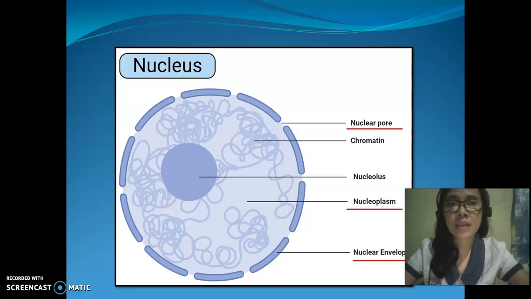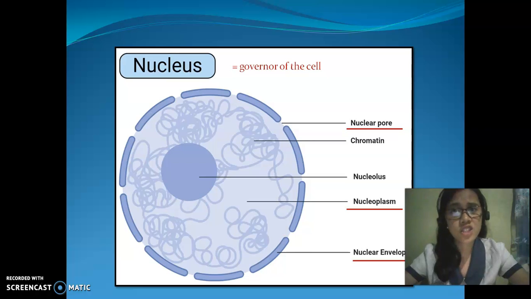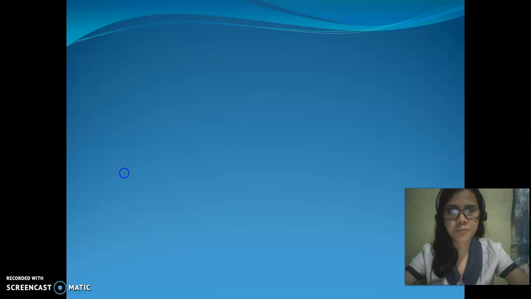Nucleoplasm is the semi-solid fluid inside the nucleus, where we find the chromatin and the nucleolus. Nucleus is known as the governor of the cell because it controls all the activities of every organelle inside the cell and has the genetic material DNA, the blueprint for all living organisms. Nucleus houses the DNA and directs the synthesis of ribosomes and proteins. Also, inside the nucleus is the nucleolus, a region where intensive synthesis of ribosomal RNA takes place.